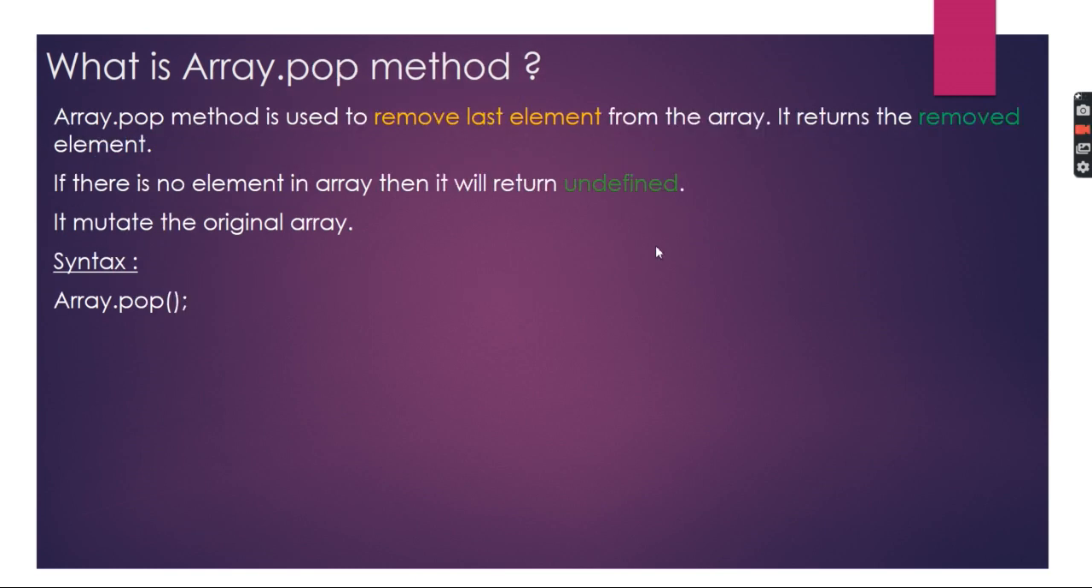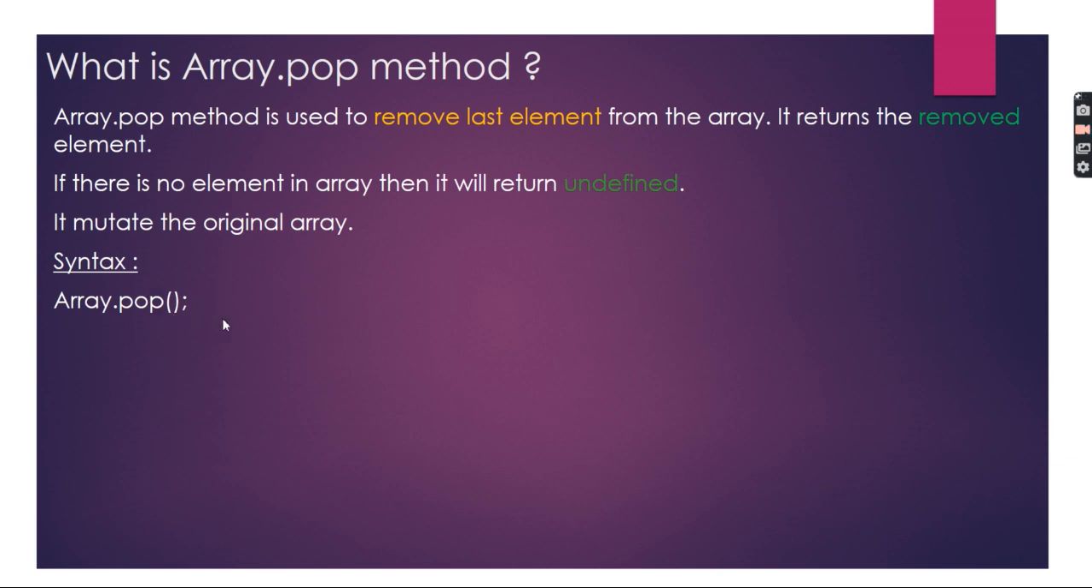Now the array.pop method. The array.pop method is used to remove last element from the array and it returns the removed element. If there is no elements in the array, then it will return undefined, and it also mutates the original array. Means it will not create new array if we apply pop method on any array. It always mutates the original array, and the syntax is like it doesn't take any parameter.